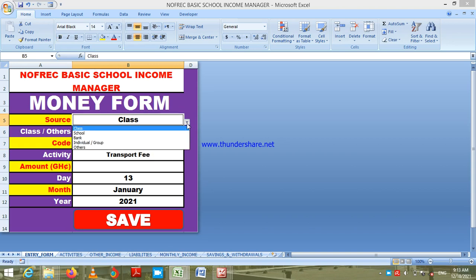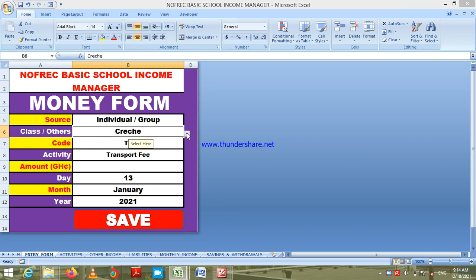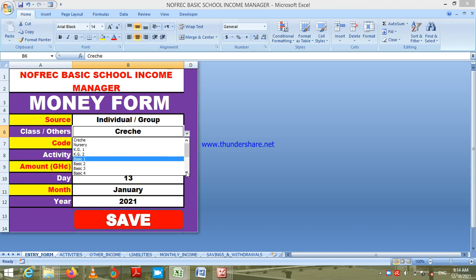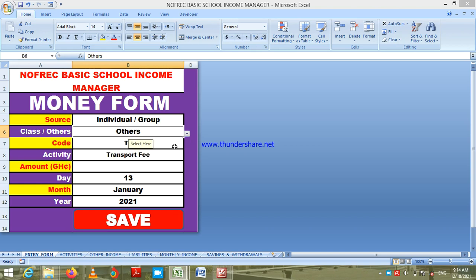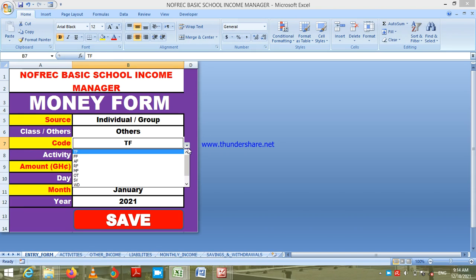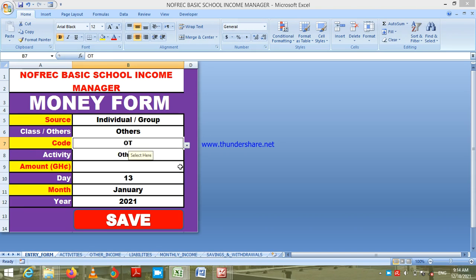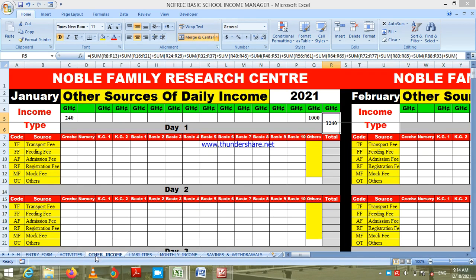Then we also came to whereby some individuals or group can donate, and when they donate, it's from other classes. They are not from any of these classes, so we take others as a class. Then we take the source, the code is also from others. Then we code the amount here. In this case, we are done. And all these entries that we are talking of will move on to the other income worksheet.